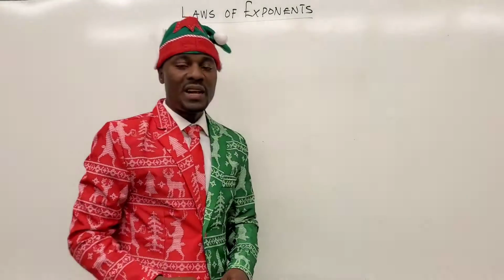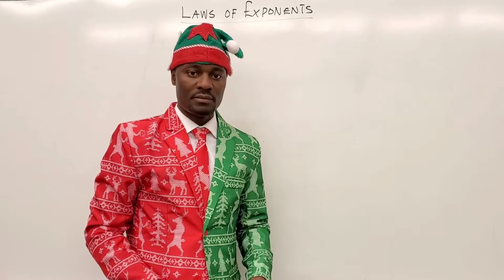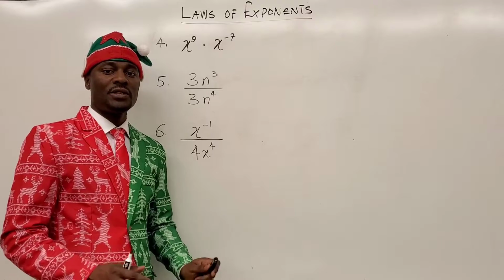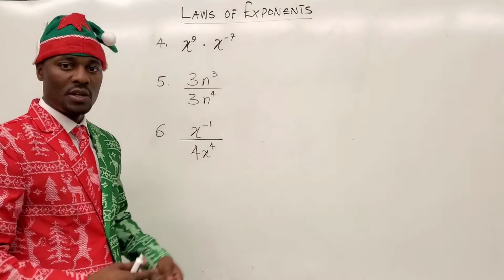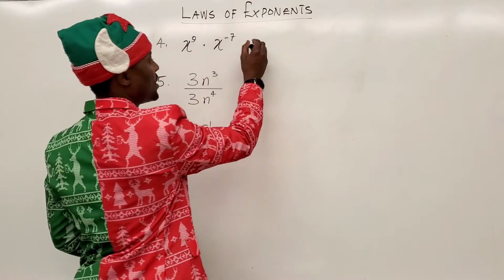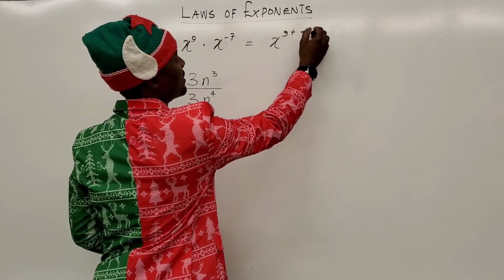So, we'll put another set of questions on the board and we'll solve them. Let's do that. So here we have another set of questions on the board, and I'm going to start with the first one. We apply the same rules, the product rule, which means you just add the exponents. So this is going to be x to the power of 9 plus negative 7. Remember that.